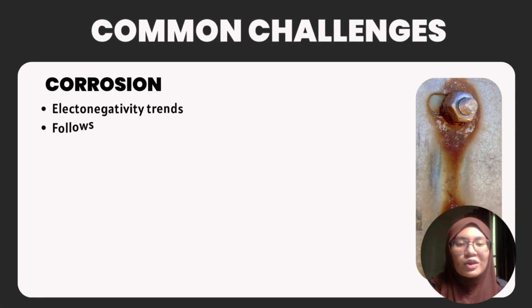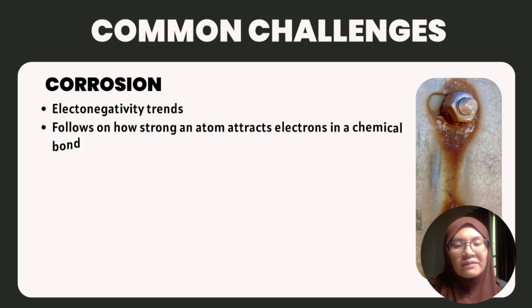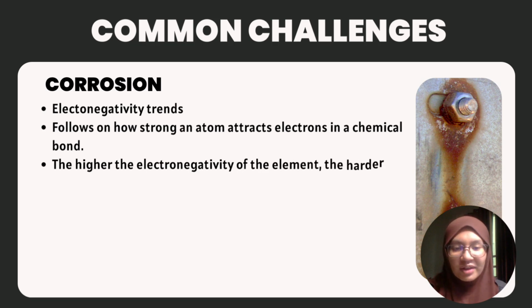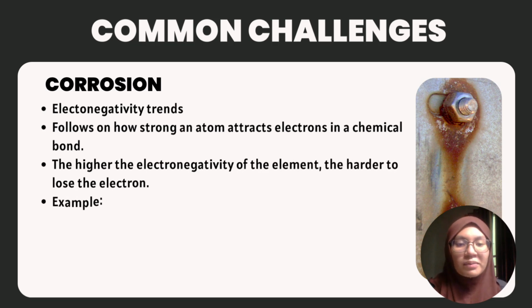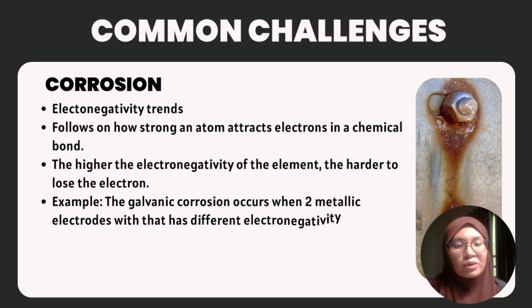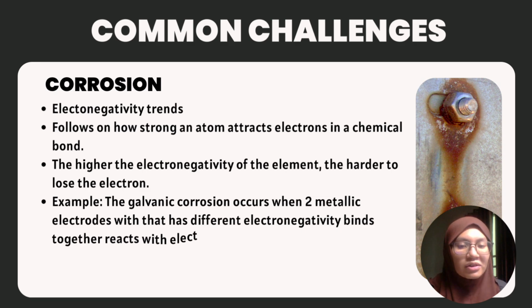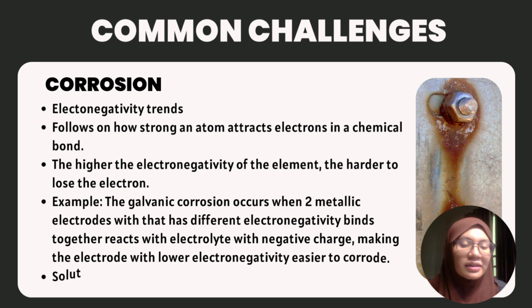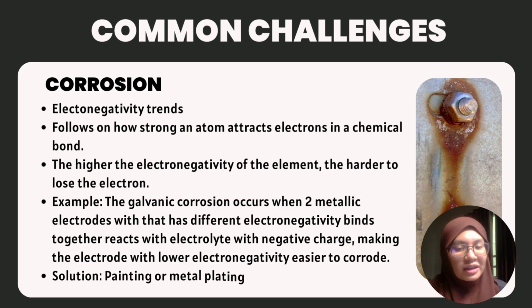Next is corrosion. Corrosion is what we actually face often in our life. It relates to electronegativity trends. From this chapter, we have learned electronegativity is the ability of an atom to attract more electrons in a chemical bond. And we can summarize that the higher the electronegativity of the element, the harder it is for it to lose the electron.